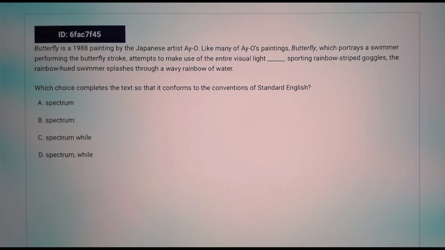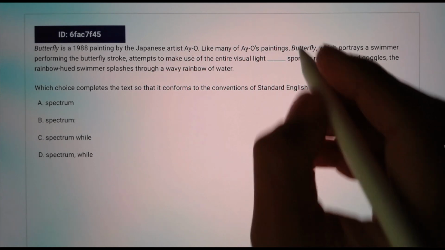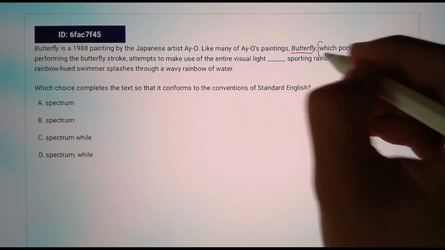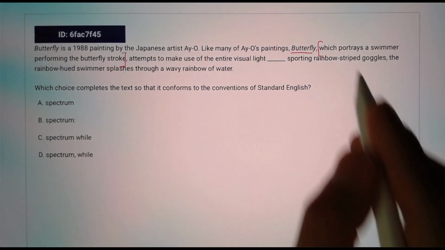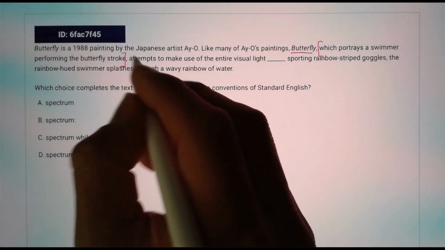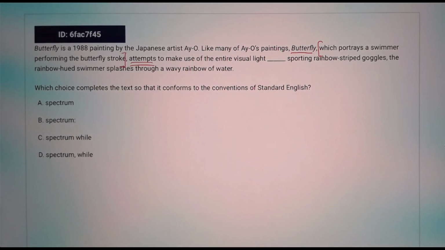Butterfly is a 1988 painting by the Japanese artist Ao. Like many of Ao's paintings, Butterfly, which portrays a swimmer performing the butterfly stroke, attempts to make use of the entire visual light. So I clearly see the subject, butterfly, and then we have a dependent clause that explains the butterfly. And then we have a main verb here. Main verb will be attempt. Butterfly attempts to make use of the entire visual light spectrum.